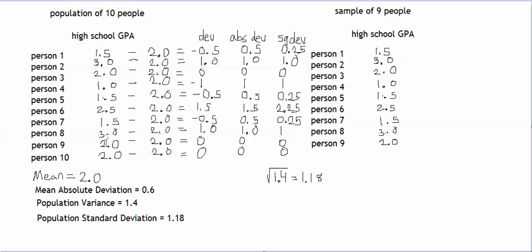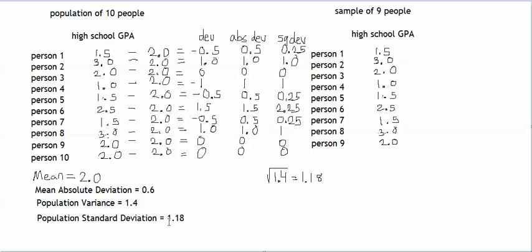So the mean absolute deviation was just the mean of these absolute deviations over here. We added these and divided the total by 10. The population variance was the total of the squared deviations divided by 10. It's just the mean of the squared deviations. The population standard deviation is the square root of whatever the population variance equals. So if we take the square root of 1.4, we get 1.18, and that's the population standard deviation.